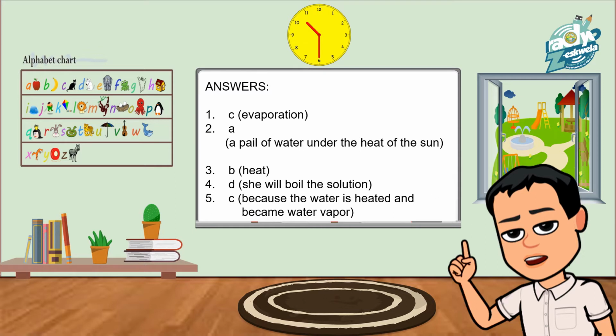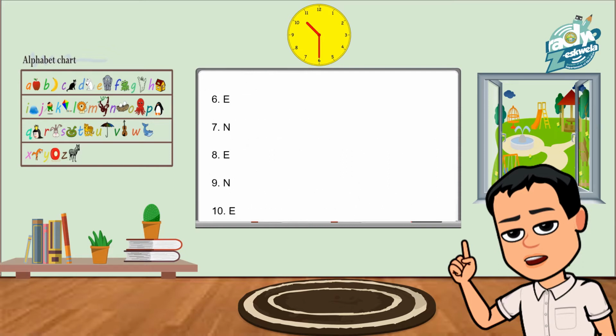Letter C. Evaporation. Number 2. Letter A. A pail of water under the heat of the sun. Number 3. Letter B. Heat. Number 4. Letter D. She will boil the solution. Number 5. Letter C. Because the water is heated and become water vapor.